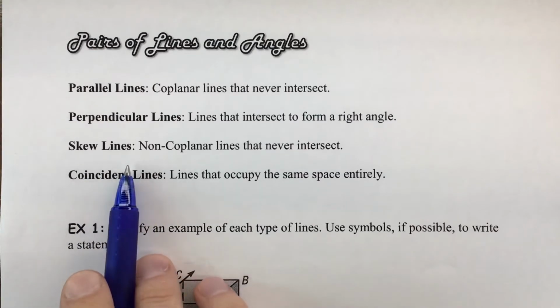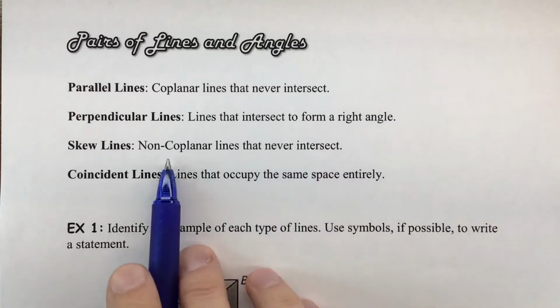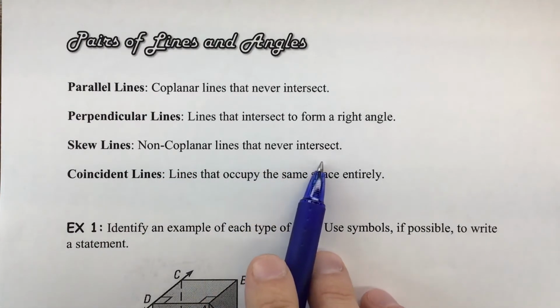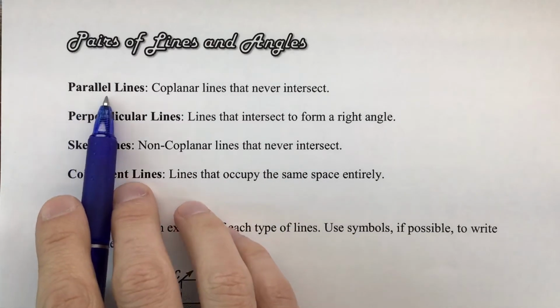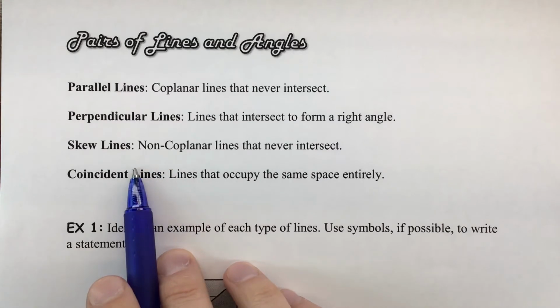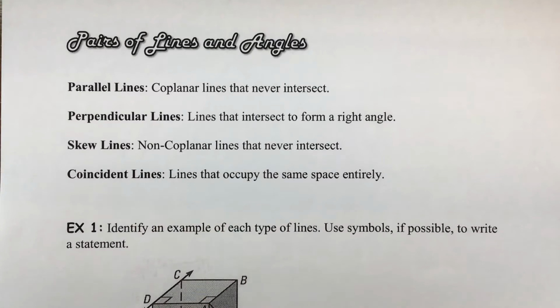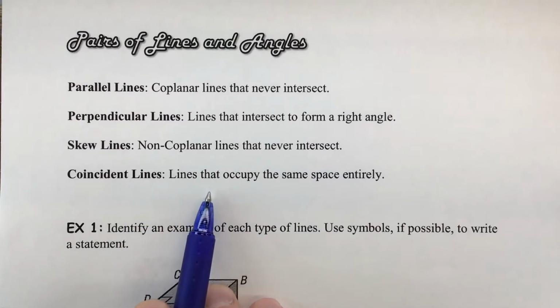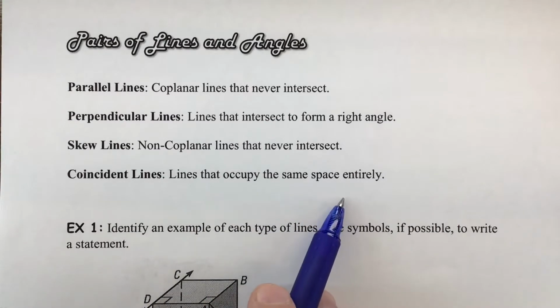Skew lines are going to be two lines that never intersect, but they are non-coplanar. So at first glance, what you see here with never intersecting, that might make you think of parallel lines. However, these will be non-coplanar. An example of this that you might think of would be bridges. You have a couple of bridges like roads that are crossing over each other. They don't make contact because there's space vertically between them. Coincident lines are going to be lines that are technically the same line. They occupy the same space. In other words, they are the same line.